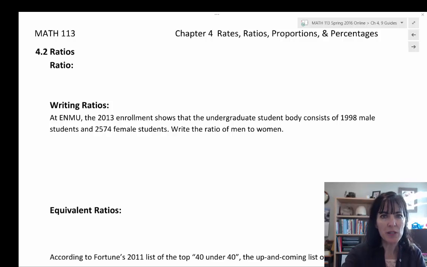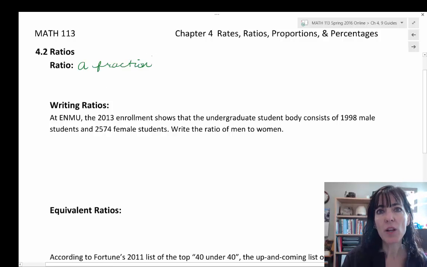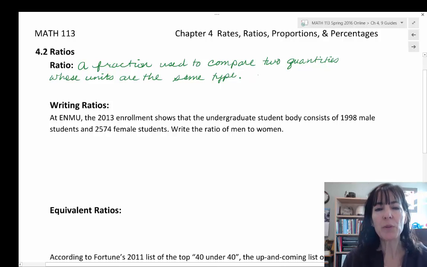So a ratio is essentially a fraction used to compare two quantities whose units are the same type. And we're going to look at some examples of male to female. When you look at males to females, they're all people, and we're not talking about number of females per day or anything like that. We're talking about the ratio of two types of humans to one another.